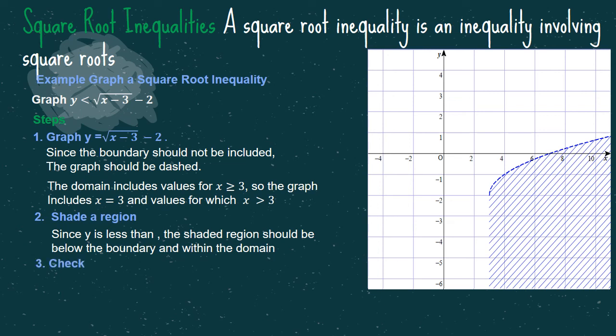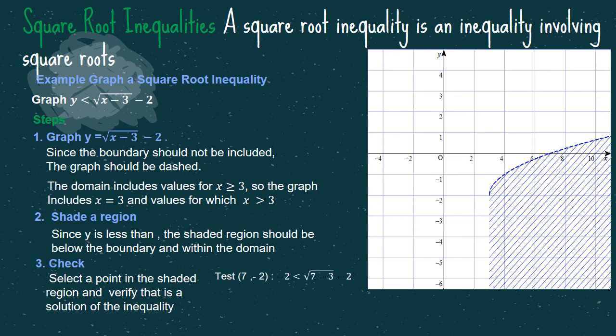Step 3 is optional, to guarantee that what you did is okay. What we can do here is select a point in the shaded region and verify that it is a solution of the inequality. So I'm proposing the point 7, -2, and you can choose any point that is in this region below. So I choose the point 7, -2, this point over here. You can see clearly that this point is in the shaded region, but what we're going to do is check that it's true.